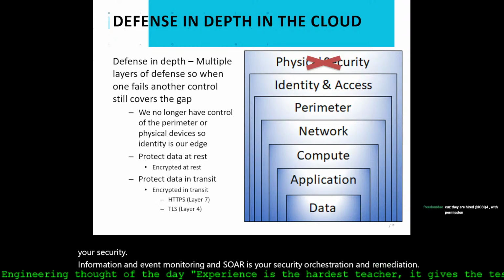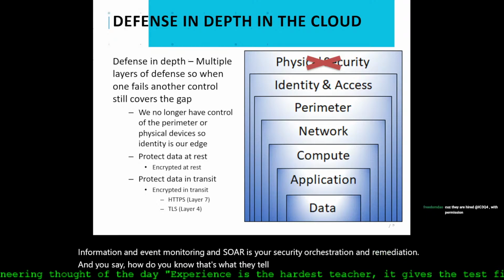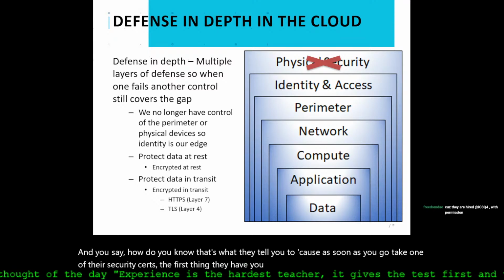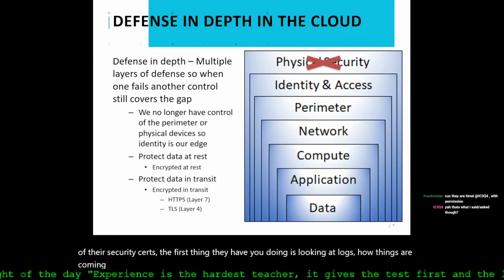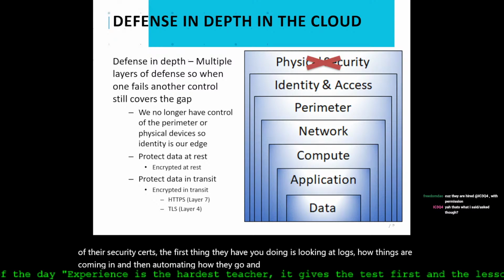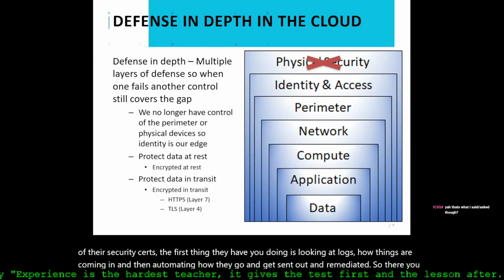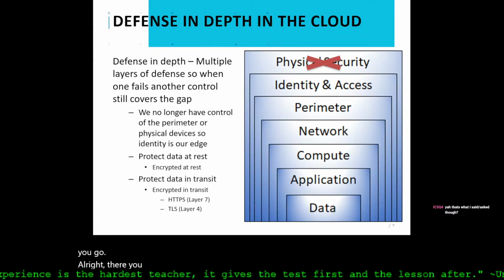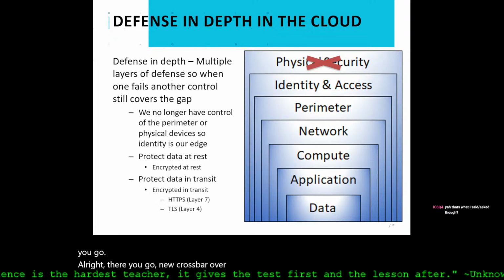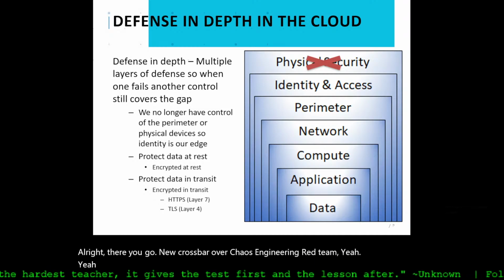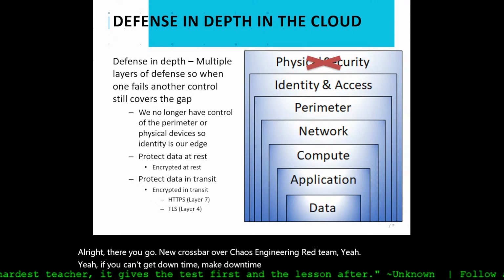And you say, well, how do you know that's what they tell you to do? Because as soon as you go take one of their security certs, the first thing they have you doing is looking at logs, how things are coming in, and then automating how they get sent out and remediated. So there you go. All right. Need crossbar over chaos engineering, red teaming. Yeah. If you can't get downtime, make downtime. That's chaos engineering, right? I love it.